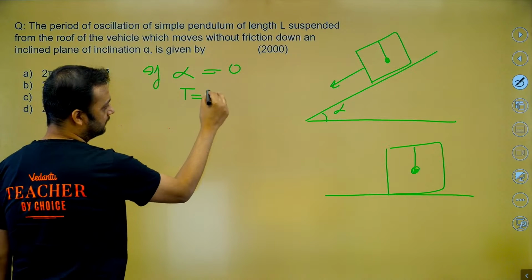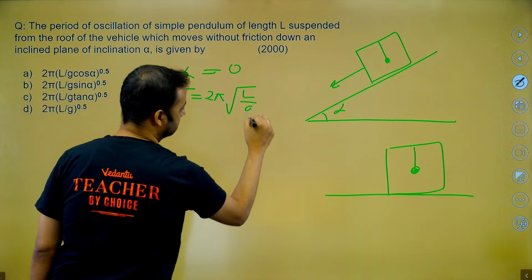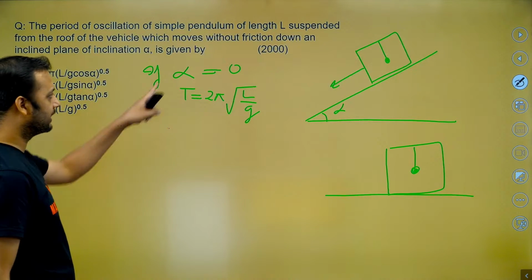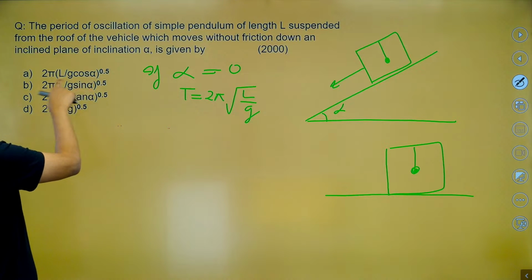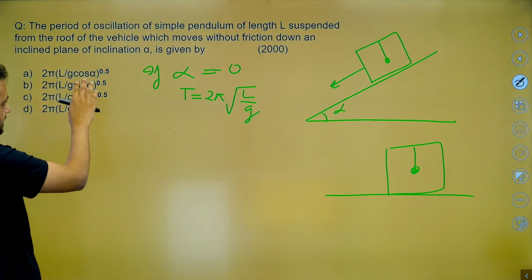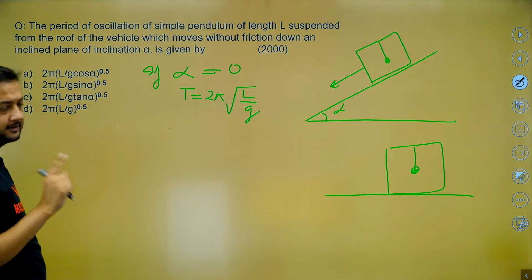Time period would become 2 pi root of L by G, right? So if you put alpha as 0, in which option do you get 2 pi root of L by G? Put alpha 0 in option A, you get 2 pi root of L by G. So option A might be a possibility. We will not reject option A.